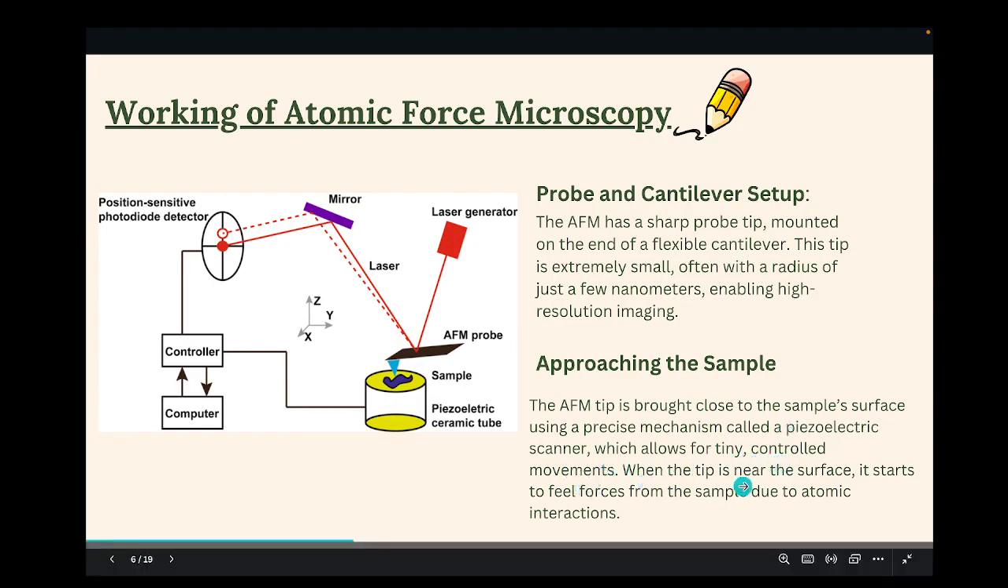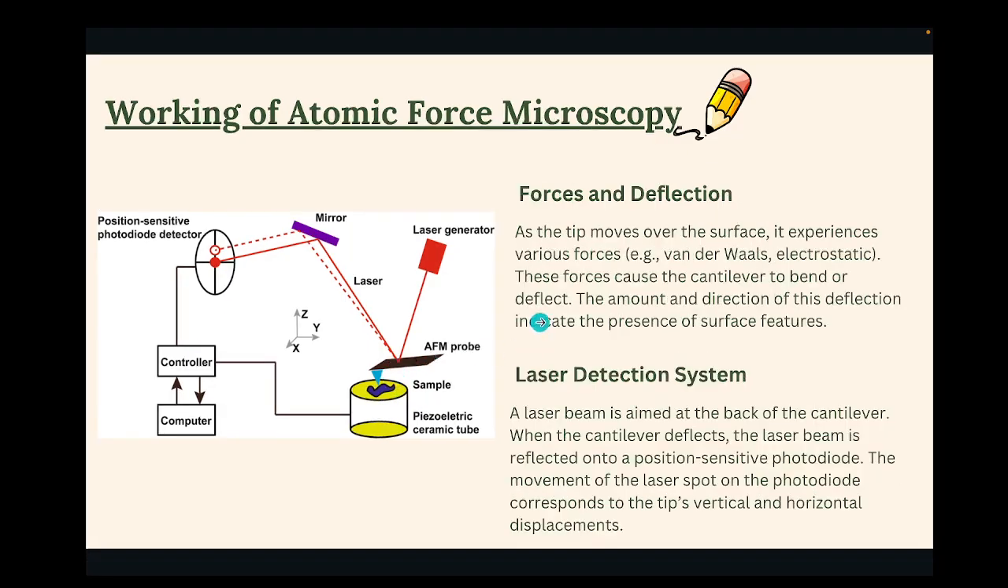When the tip is near the surface, it starts to feel forces due to the atomic interaction. So the movement of the cantilever takes place due to the atomic interaction. The forces and deflection: as the tip moves over the surface, it experiences various forces, generally van der Waals forces and electrostatic forces. These forces cause the cantilever to bend or deflect. The amount and direction of this deflection indicates the presence of the surface.